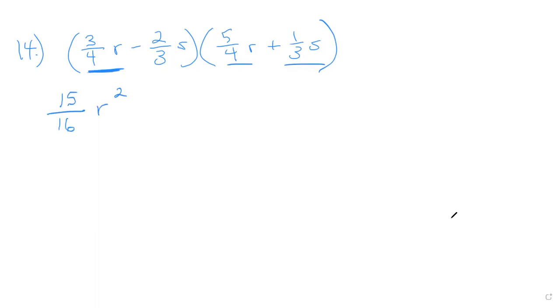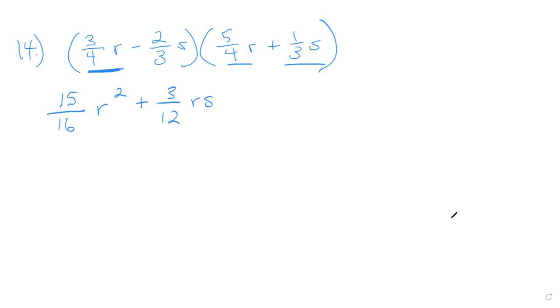Okay, and then I'm going to do the 3/4 times the 1/3 s. So if I do 3/4 times 1/3 s, that's going to give me 3/12. Okay, so we've got plus 3/12 s, or excuse me, rs. All right, so now we are done with that particular term.